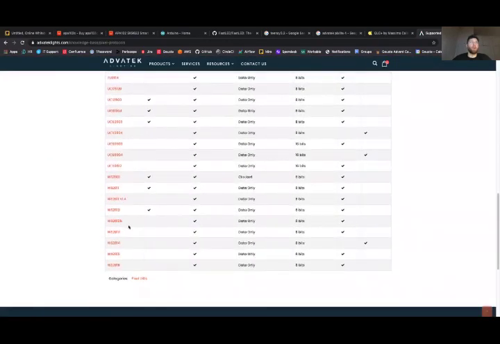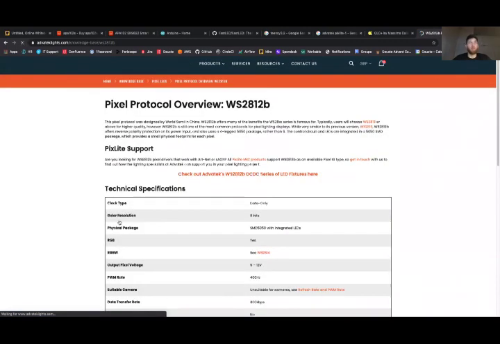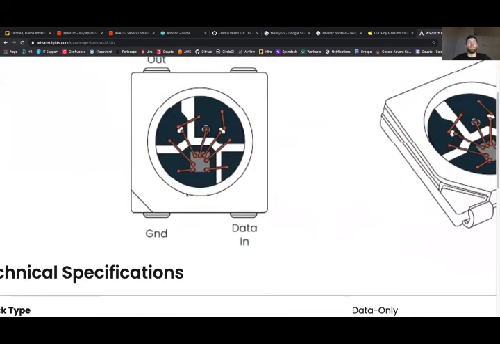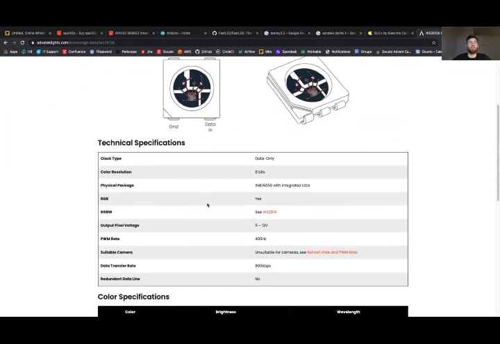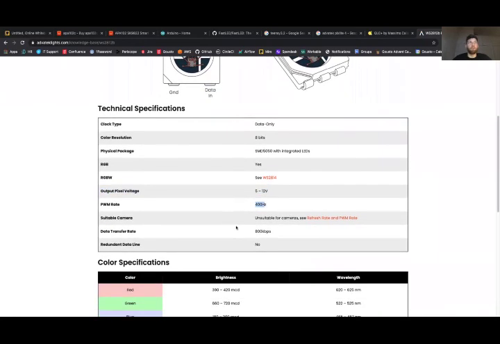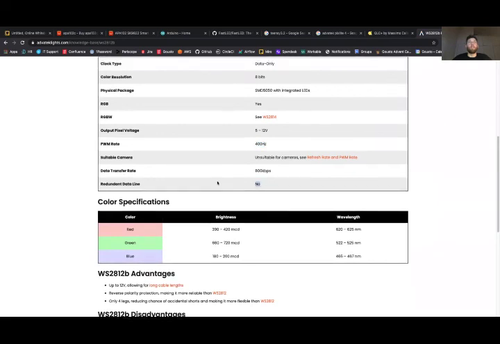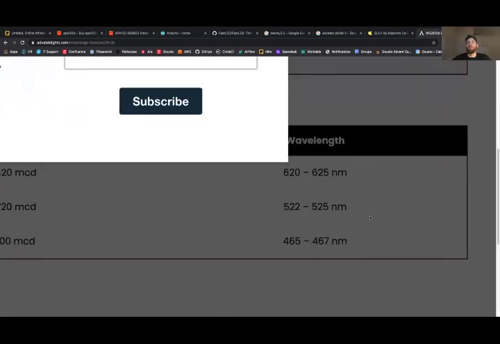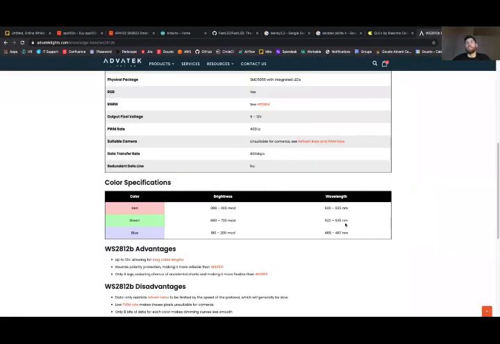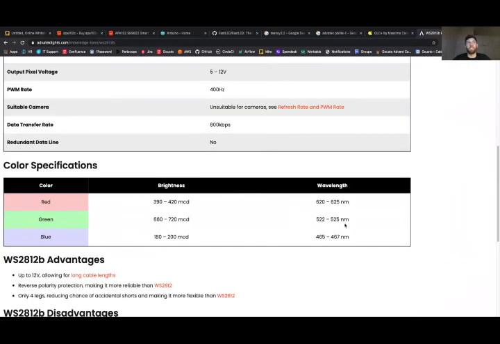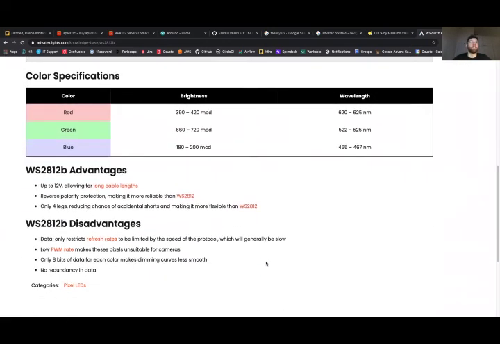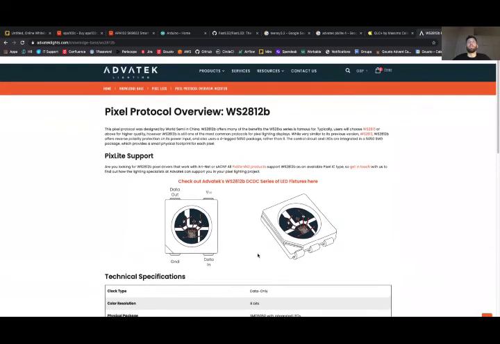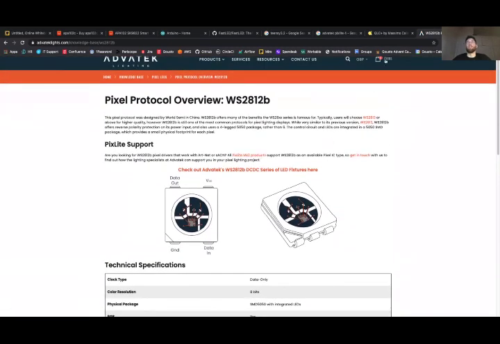So it will have our favorite, WS2812B. It will show you an image of the emitter package and the pinout. It will tell you the pixel voltage. It will tell you the refresh rate. It will tell you whether there is a clock line. It will even tell you very, very detailed specifics like the spectral emission profile of each of the red, green, and blue emitters on the chip, and some easy to read advantages and disadvantages. So that should be a great place to start for understanding the different chipsets.